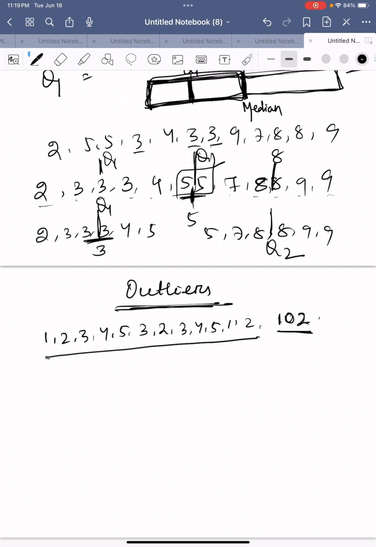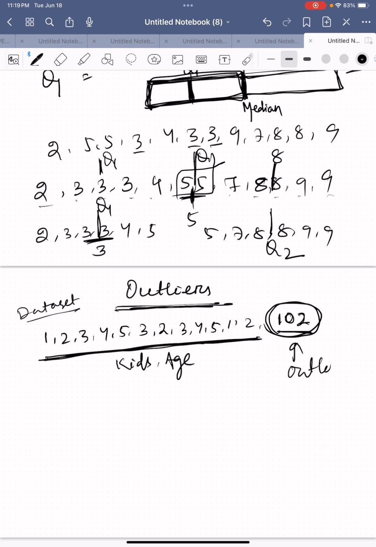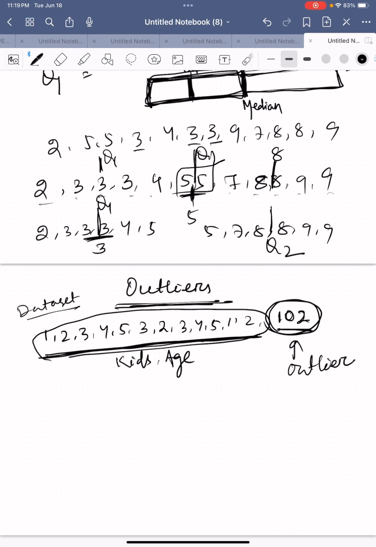Now if this data set represents the age of kids, and somebody put like a 102, this is definitely an outlier, right? So an outlier is basically a data point that significantly differs from the majority of the observations. So the majority of the observations here lie between 1 to 5, and this one significantly differs from the majority of the observations in this data set, and because of that this outlier can skew the statistical analysis and distort the interpretation of this data set if not properly identified and addressed.